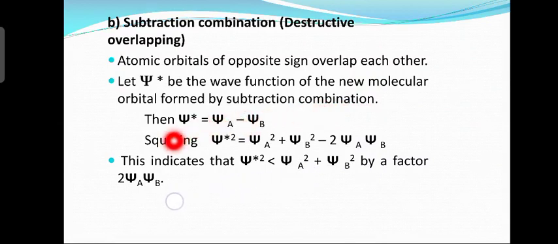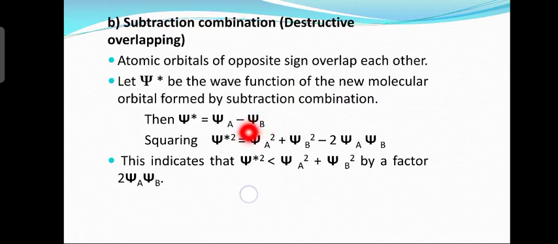When you write it in mathematical form, xi star is equal to xi a minus xi b. On squaring, you get xi star squared is equal to xi a squared plus xi b squared minus 2 xi a xi b. Now, what does this indicate? This indicates that xi star squared is less than xi a squared plus xi b squared. So, it will be less.